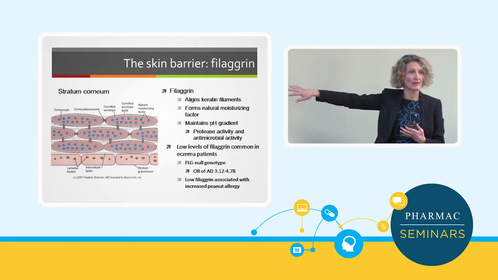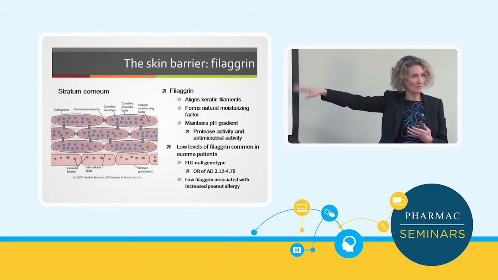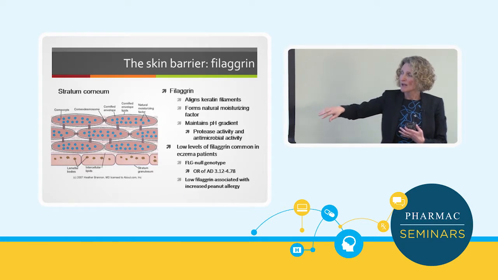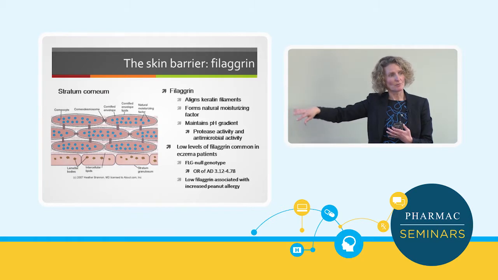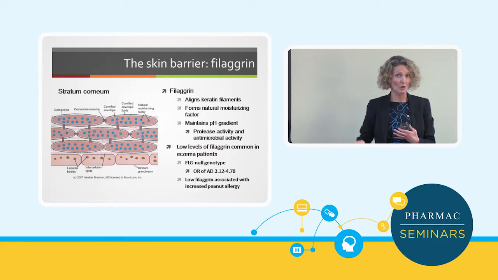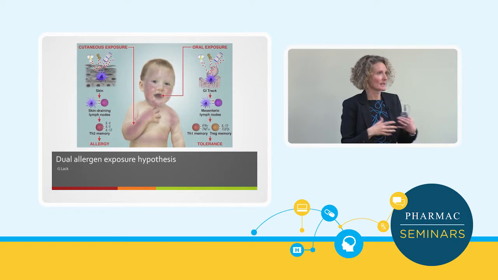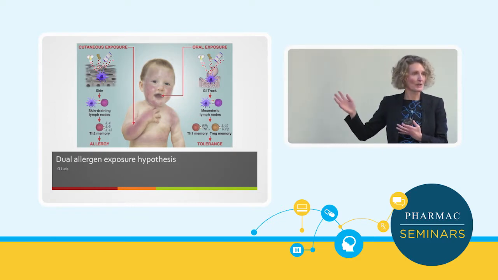Low levels of filaggrin are much more common in people with severe eczema. If you've got a genotype for very low levels of filaggrin, you're 3 to 4 times more likely to have severe eczema. What's interesting is that low filaggrin is also associated with the development of peanut allergy, and that seems to be independent of whether you have eczema or not. This led to some thoughts about whether it's actually that barrier dysfunction that may be important in developing allergies. And so this is another hypothesis.